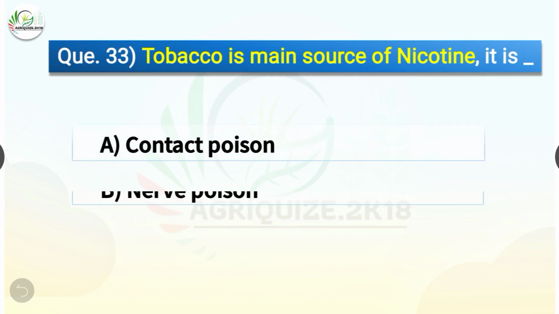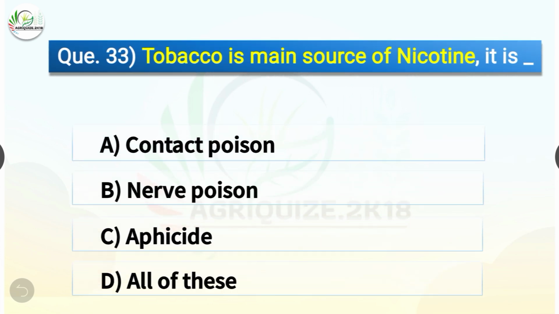Tobacco is the main source of nicotine. It is dash. The options are contact poison, nerve poison, aphicide or all of these. The correct answer is option D, all of these. So tobacco is the main source of nicotine. It is all the three: contact poison, nerve poison and aphicide.